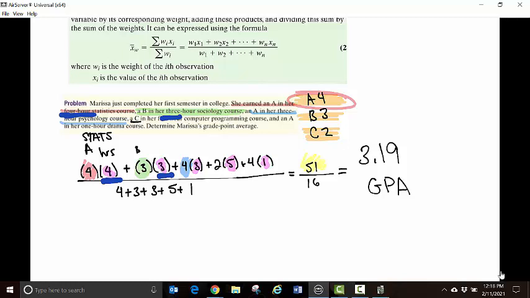So she got 51 points out of a possible 16 credits that she took. So her GPA is 3.19.